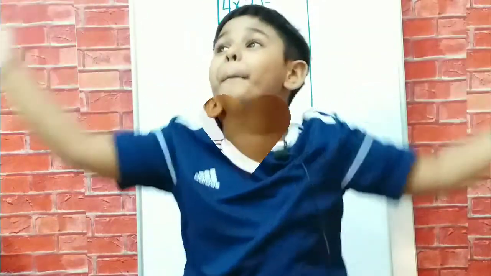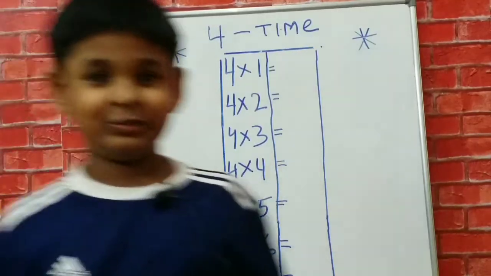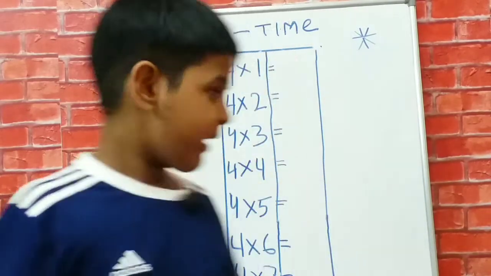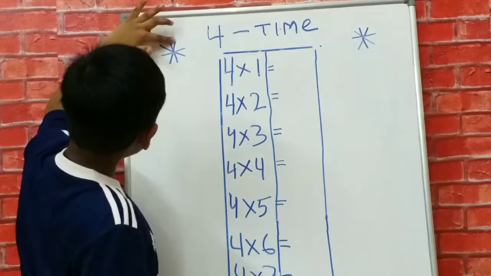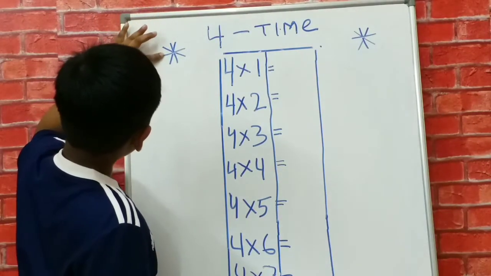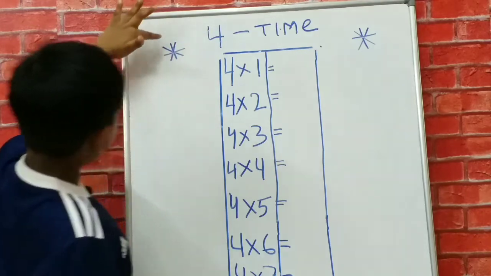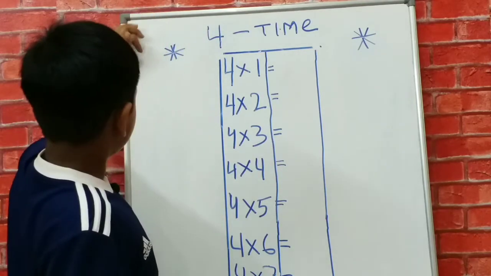Let's go. I teach you the four times table. Students, now I write this four times table. And it has a small star here.